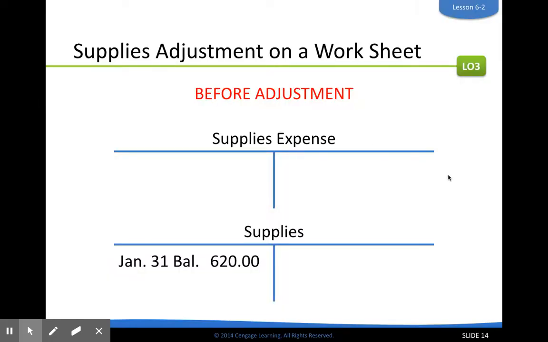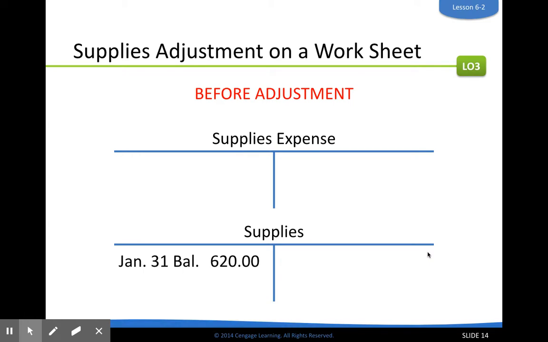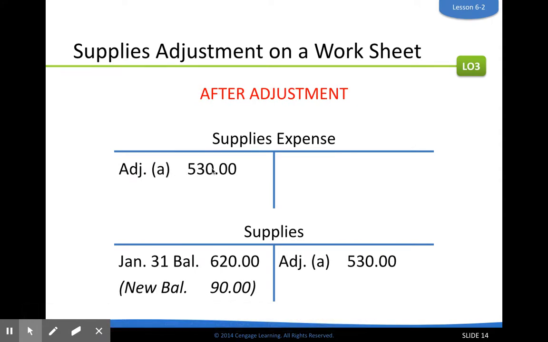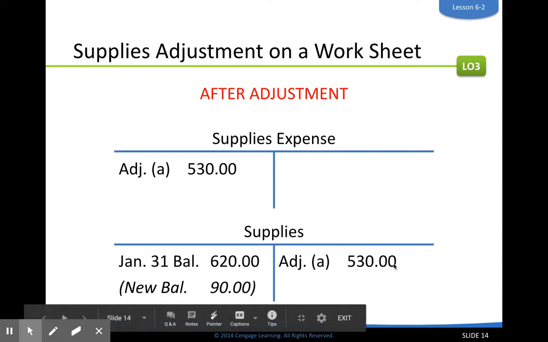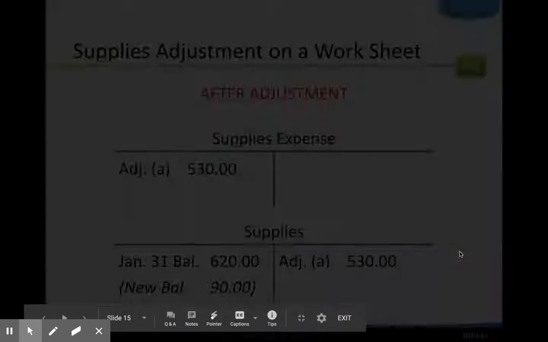So before the adjustment, we didn't have anything in supplies expense because we didn't use anything yet. But we had $620 in supplies, and that is changed. So we did our adjustment, and that number is now changed. So now we have $530 debit to supplies expense. We credited supplies for $530, the amount of supplies that we used. So now our new balance for supplies is accurate. It's the $90 worth of supplies that we actually have.